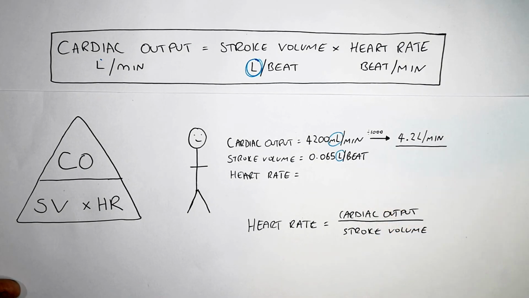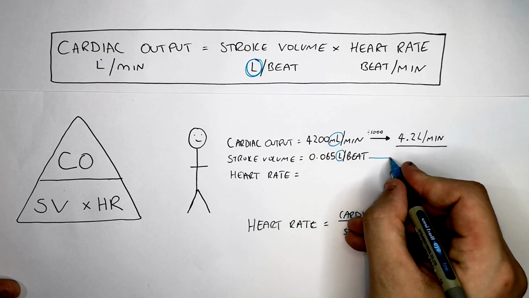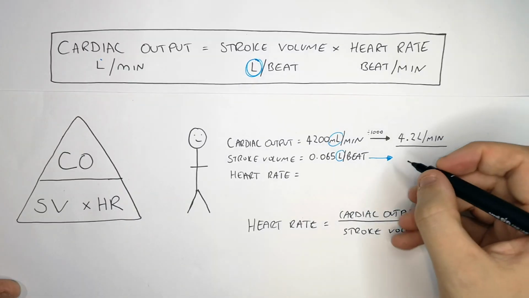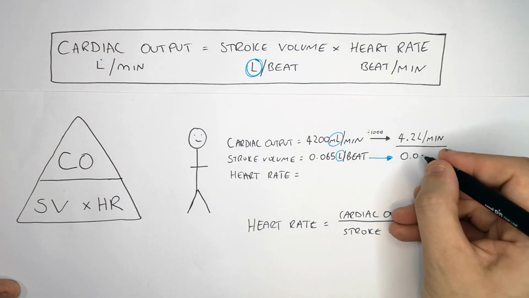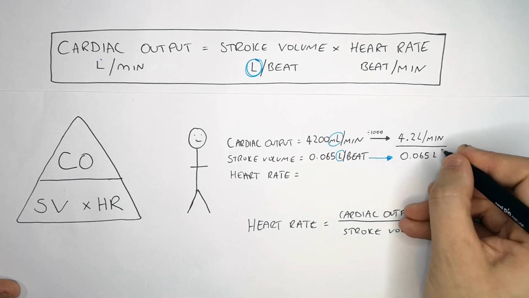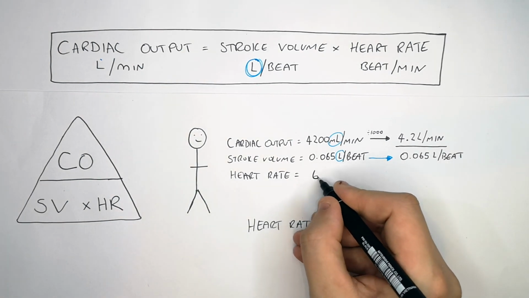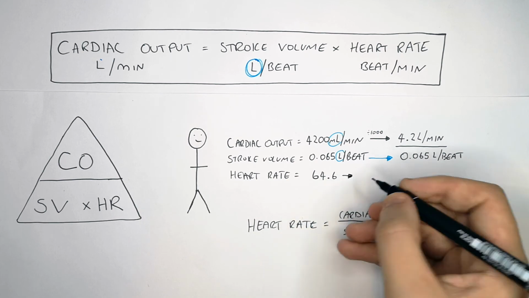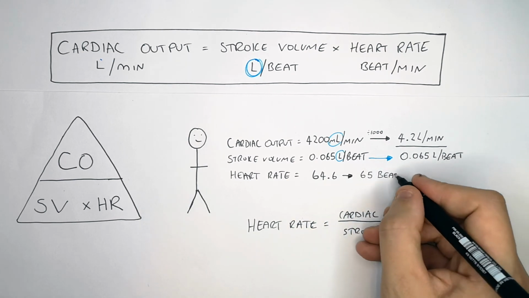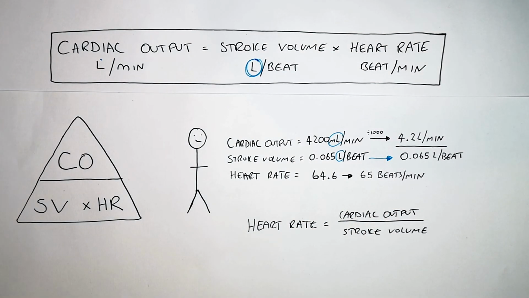So you divide the cardiac output by the stroke volume. So you divide 4.2 divided by 0.065 liters per beat. And in this example, we'll give you a heart rate of 64.6 beats per minute. So just round it up to 65 beats per minute.